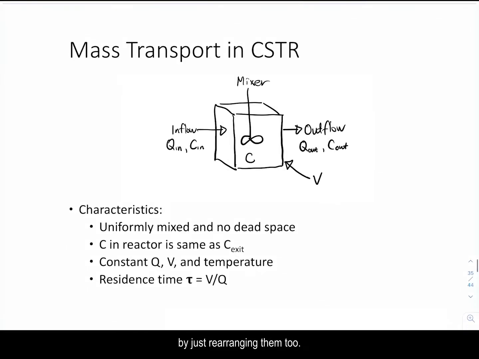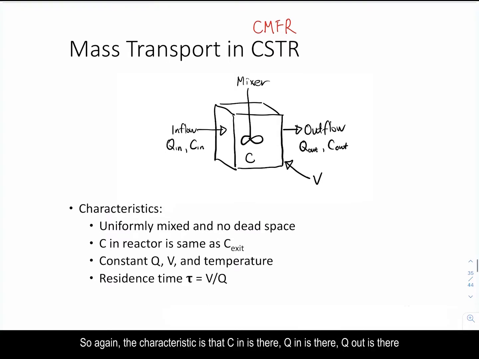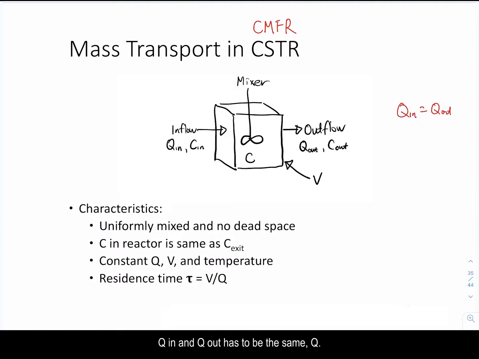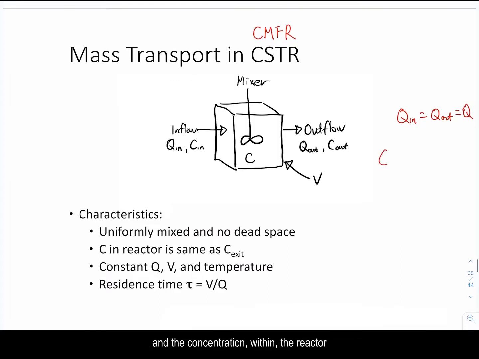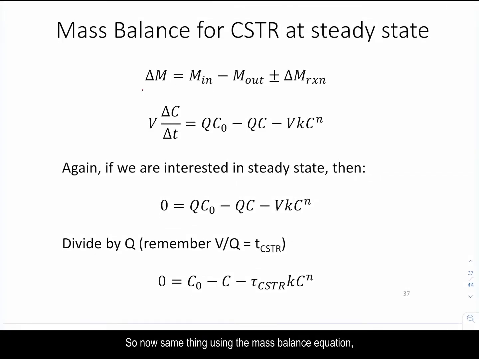All right, so now we are going to do the same thing for the CSTR or CMFR. And for the CMFR, it's actually much easier. So again, the characteristic is that C in is there, Q in is there, Q out is there, C out is there. Again, Q in and Q out have to be the same, Q, and the concentration within the reactor should be the same as C out.